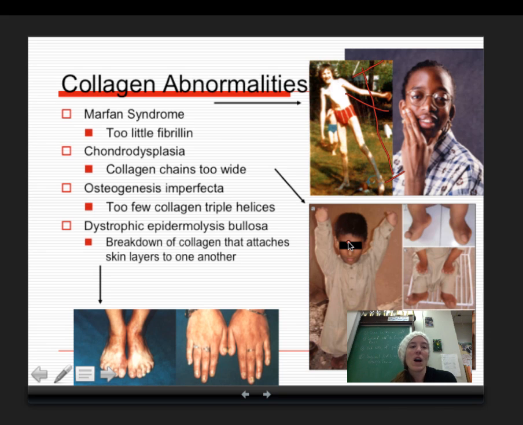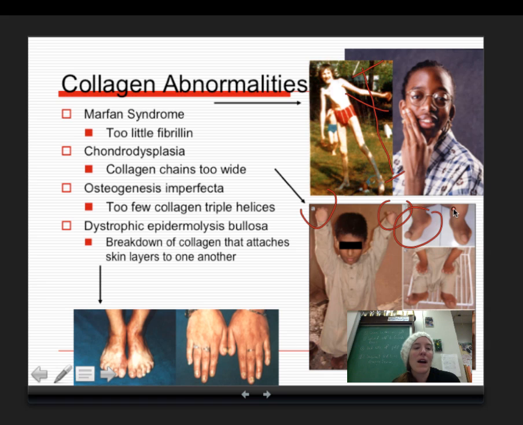We also have chondrodysplasia, and chondrodysplasia here you can see results in a malformation of hands and feet, and that's because the collagen chains are made too wide, so the rope would be made too wide. We also have osteogenesis imperfecta, otherwise known as brittle bone, and that's where we have issues with bones breaking more rapidly and with more frequency than they should.